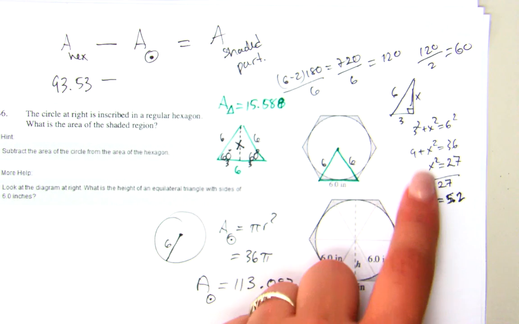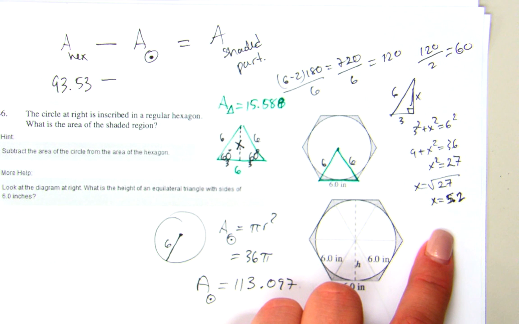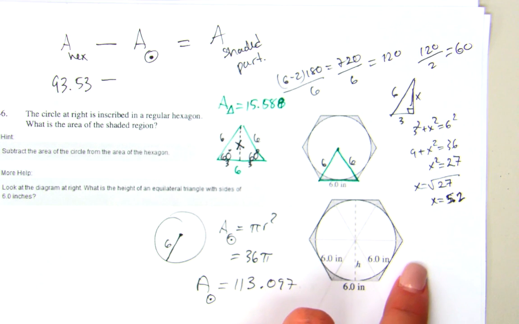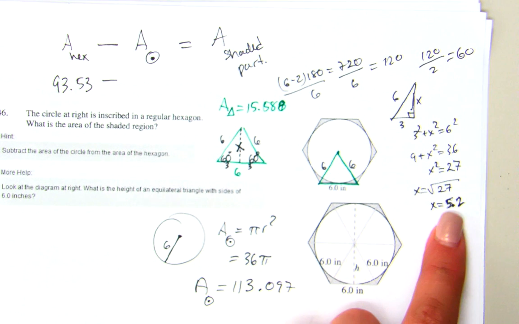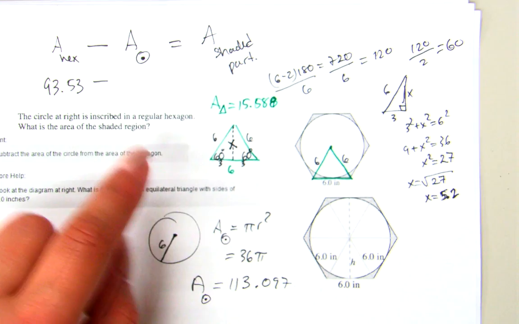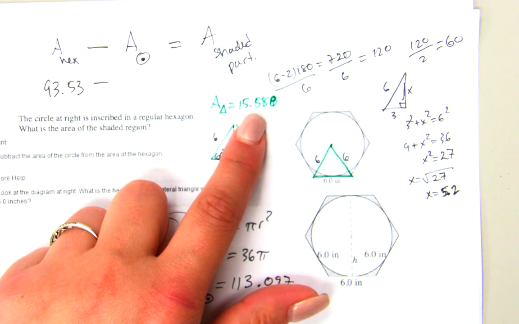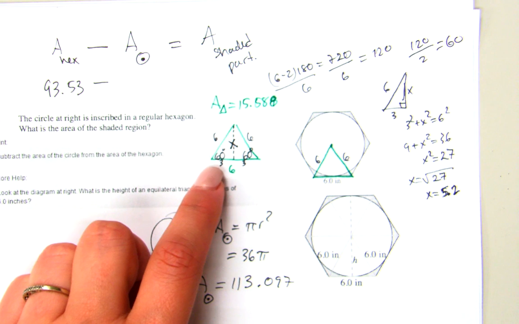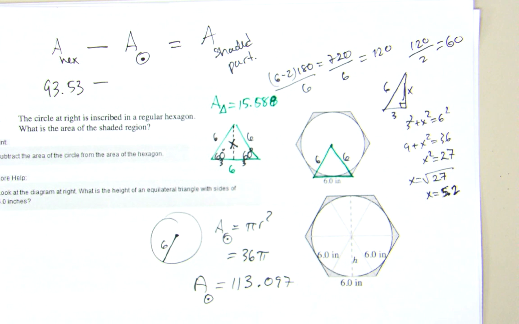That's 3. 36 minus 9, that's 27. Take the square root of that, that's 5.2. Okay, so that's the height. Base is 6, so base times height divided by 2 is the area of one triangle. Times 6, because I've got 6 of them, is 93.53.